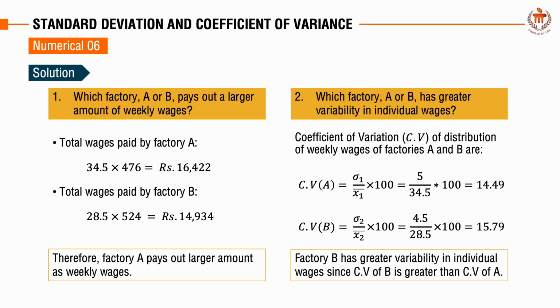Since the coefficient of variation of factory B is greater than the coefficient of variation of factory A, we can say that factory B has the greater variability in the individual wage as compared to factory A.